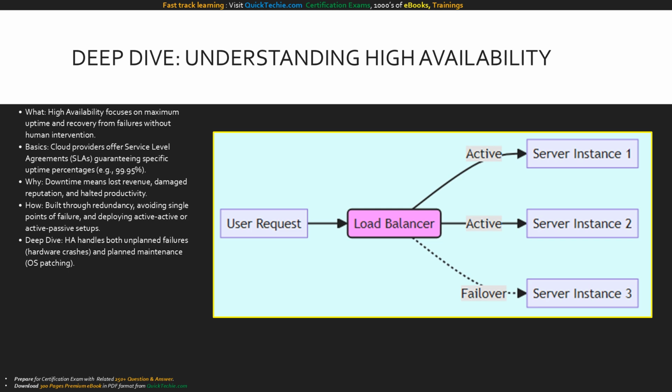Going deeper, high availability does not just protect you from unexpected disasters like hardware crashes, it also protects your applications during planned, routine maintenance, ensuring your users never notice when the cloud provider updates the underlying host operating systems. Look at the flowchart presented here to understand how a highly available system routes traffic.